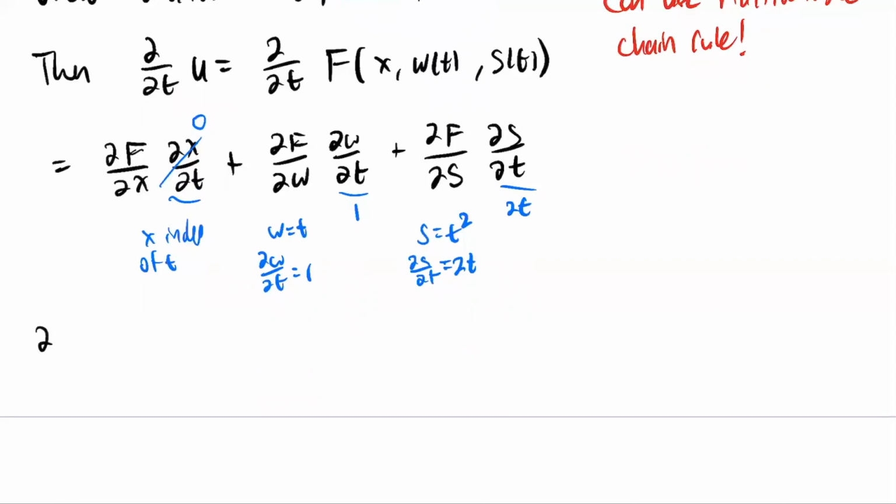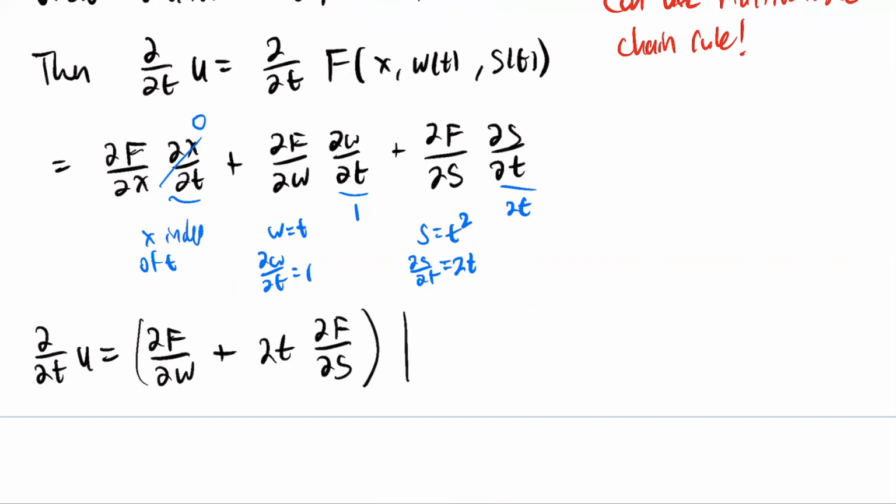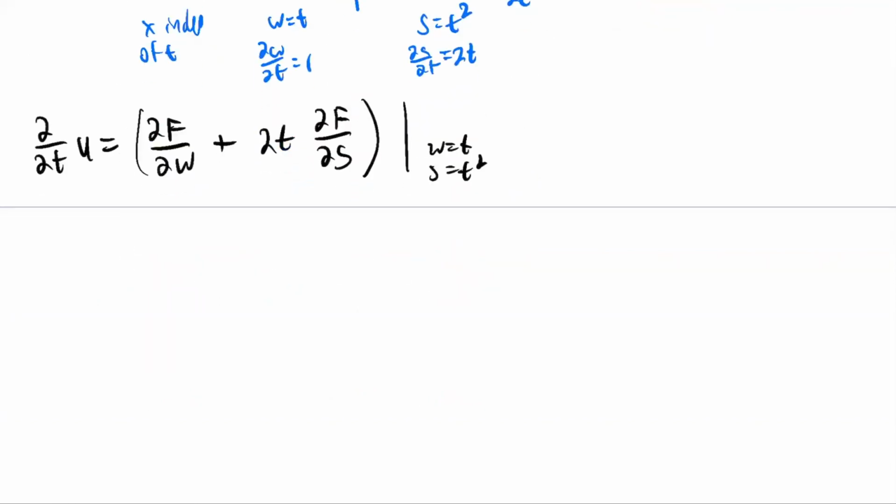So this tells us that derivative with respect to t of u is equal to derivative of F with respect to w plus 2t times derivative of F with respect to s. And this is only when evaluated when w is equal to t and when s is equal to t squared. And so now to actually find the derivative, we're just going to calculate these two things separately using the variables w and s, and then we'll plug in t for w and t squared for s, and then plug it into this formula, and we'll be done. Right. So first, let's find dF/dw.